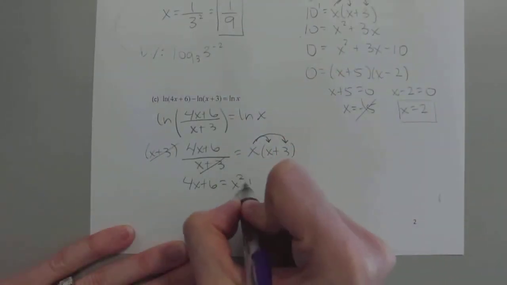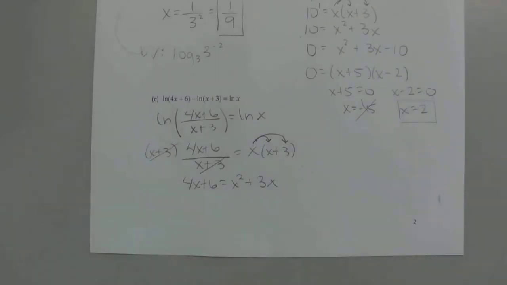But when I multiply this side by x plus 3, we're going to distribute ultimately, okay? So over here it's going to cancel, and you're left with 4x plus 6. Over here, what are we going to have to do? Distribute. So we'll have x squared plus 3x. Does that look okay? So now it's like that midpoint we were in on part B, where we want to get everything to one side equal to 0 so we can factor.